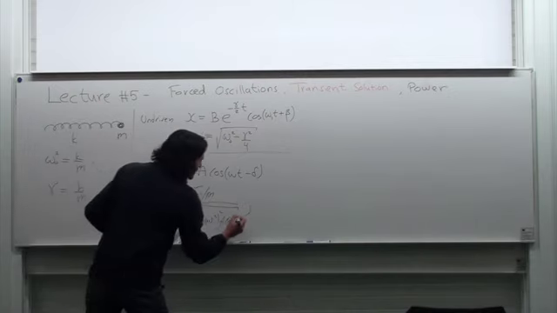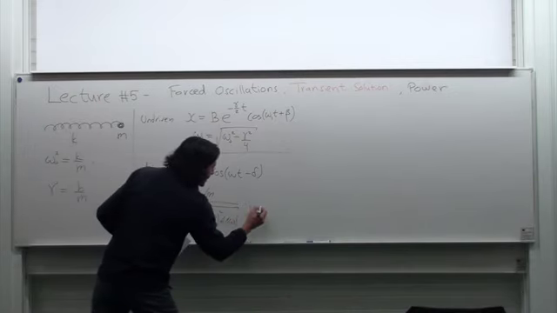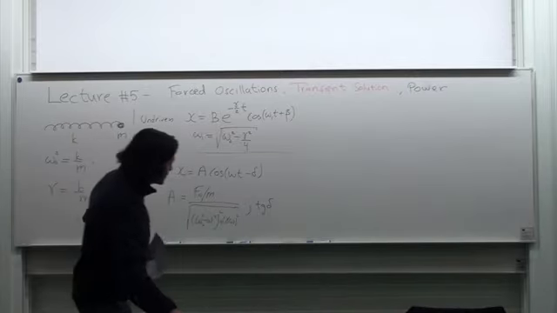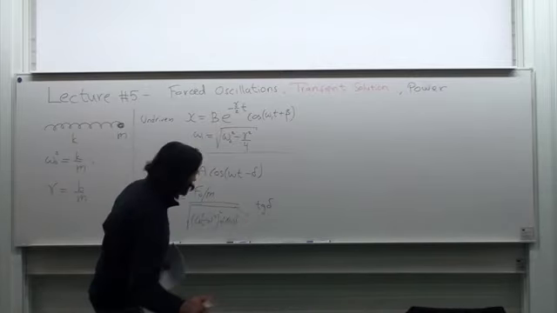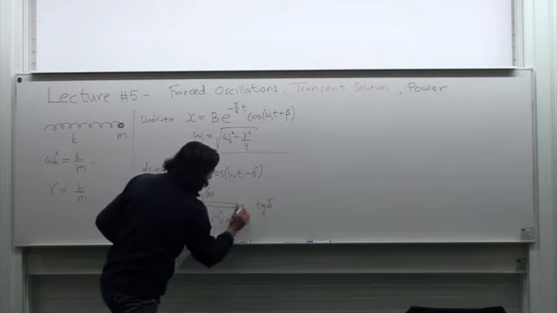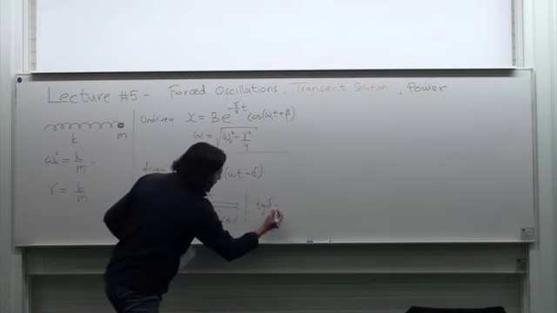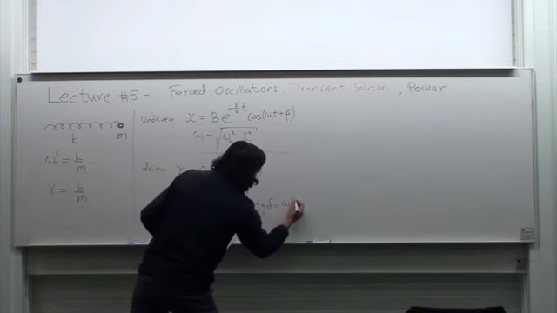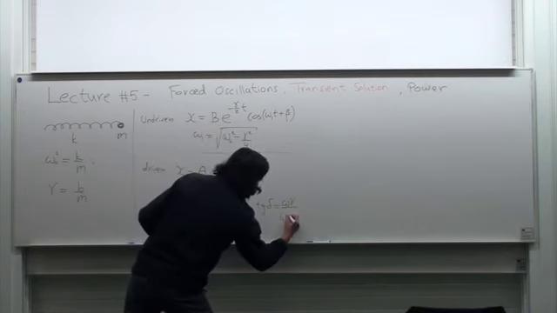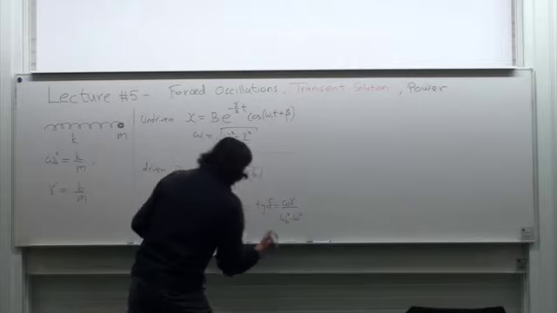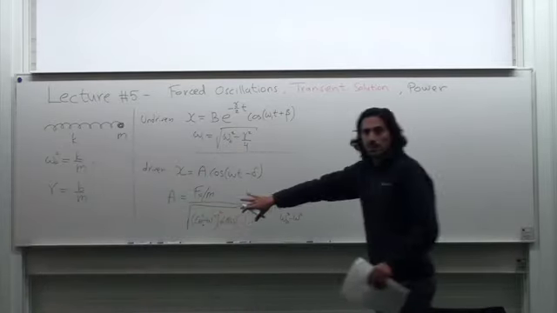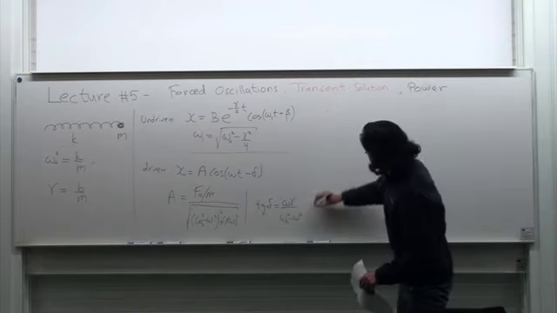And the tangent of delta is given by omega gamma over omega 0 squared minus omega squared. Alright, we've seen this in the previous lecture.